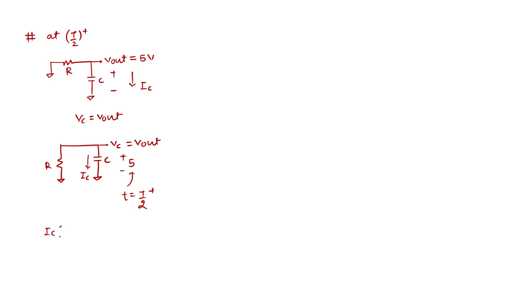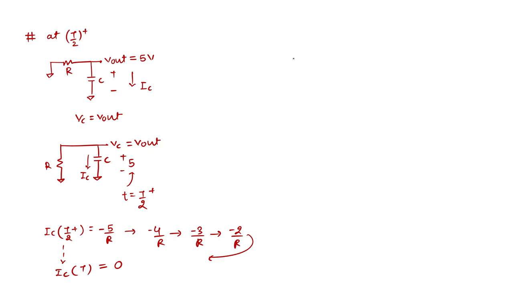So it will discharge, and the current which I have taken here as IC, what is IC at T by 2 plus? Minus 5 by R. As my capacitor is discharging, slowly with time this IC will go to 0. Slowly it comes from minus 5 by R, to minus 4 by R, then minus 3 by R at some instant, minus 2 by R at some instant. So slowly it comes down to 0. This discussion we have seen many times, and how exactly it happens.